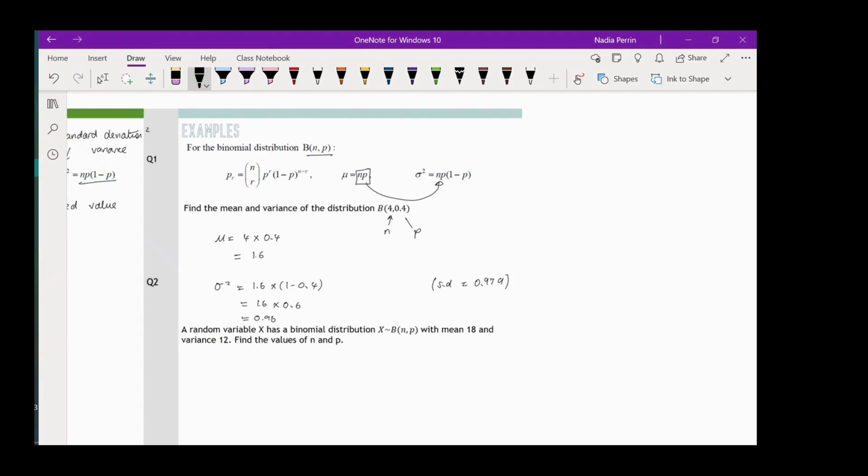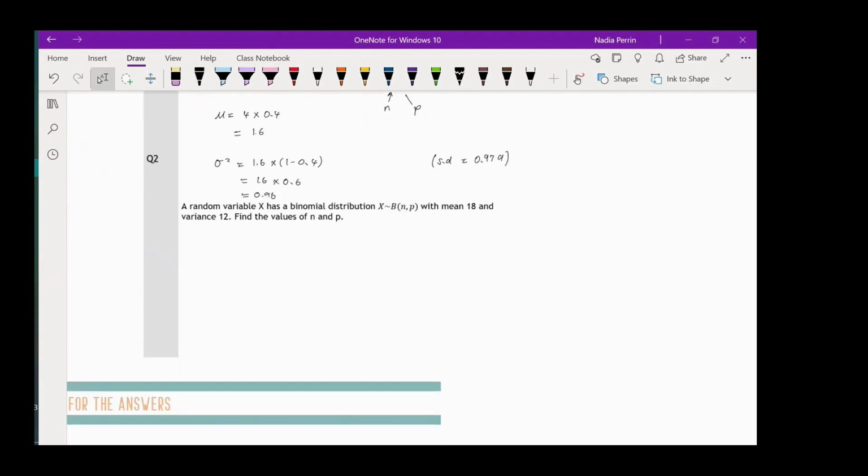Okay, the next question, just like a typical Cambridge one, if we know the mean is 18, we're saying NP equals 18, and the variance, NP(1 minus P), is equal to 12. So it's simultaneous equations, but it's not exactly nice. The really important thing I want you to notice again is that NP equals 18, so this aspect equals 18, and that enables us to instantly get rid of one of the variables.